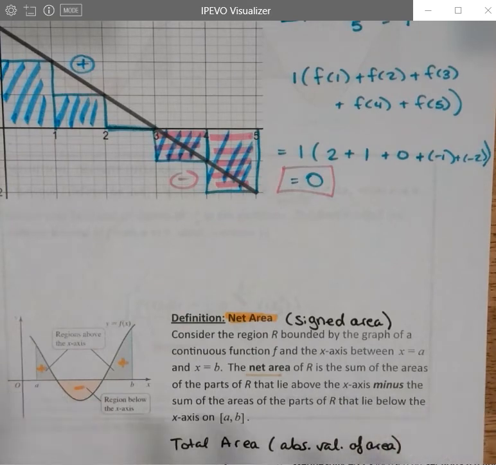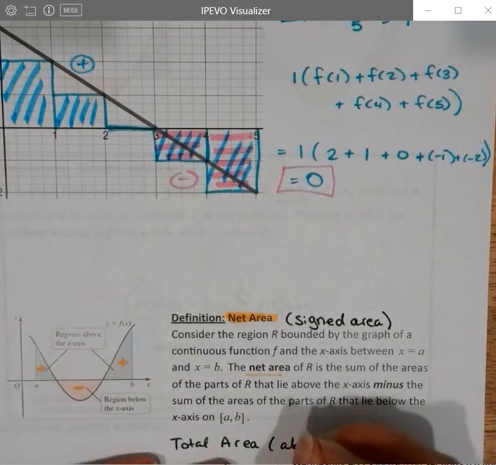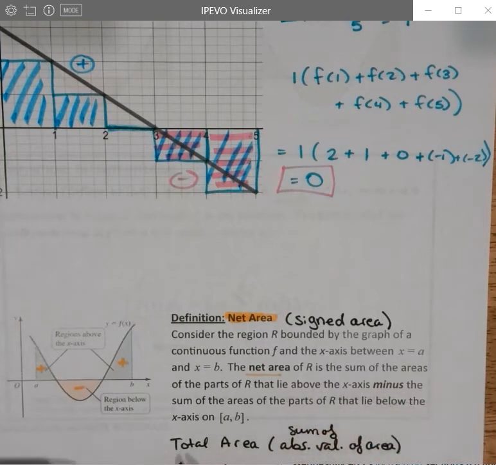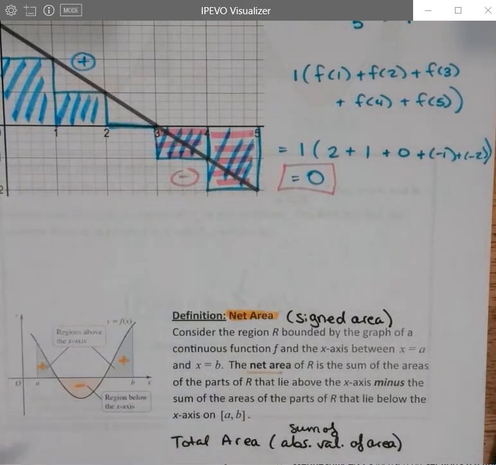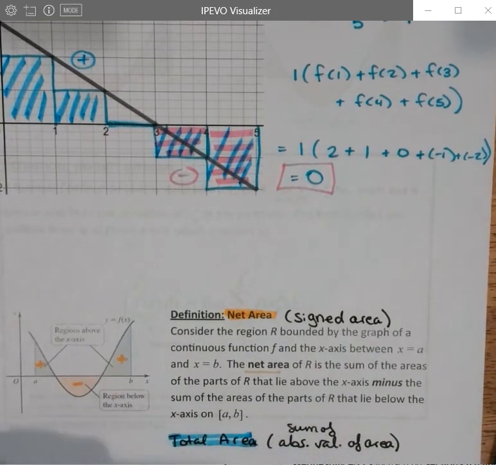Okay, not the absolute value of the total, but the absolute value of each individual piece. So sum of absolute values. Let's say that instead. So total area is the sum of the absolute values of the areas of the individual regions. So just for contrast, we'll talk more about total area later, but those are the two types of area that we're going to be talking about. Net area, signed, corresponds with our idea of displacement. Total area, always positive, corresponds with our idea of distance.